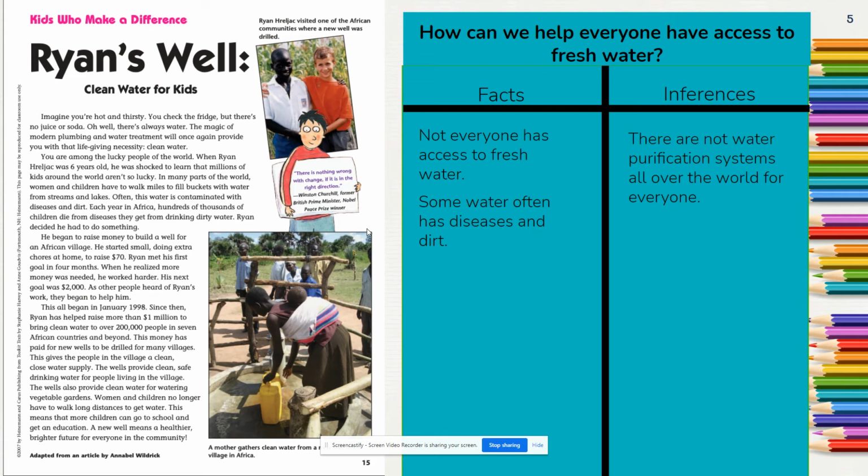Since then, Ryan has helped raise more than $1 million to bring clean water to over 200,000 people in 7 African countries and beyond. This money has paid for new wells to be drilled for many villages. This gives the people in the village a clean, close water supply. The wells provide clean, safe drinking water for people living in the village. The wells also provide clean water for watering vegetable gardens. Women and children no longer have to walk long distances to get water. This means that more children can go to school and get an education. A new well means a healthier, brighter future for everyone in the community.